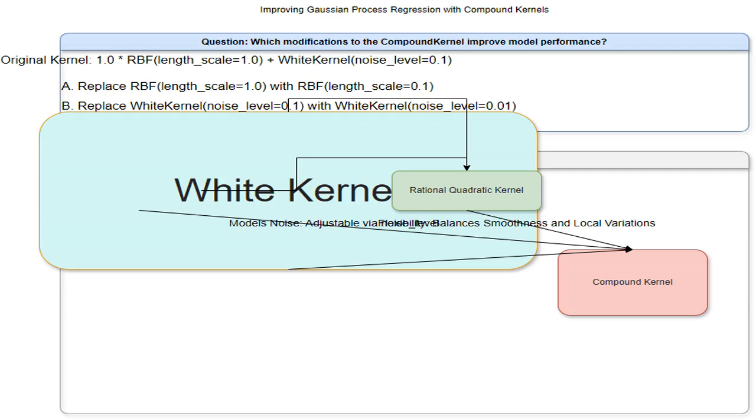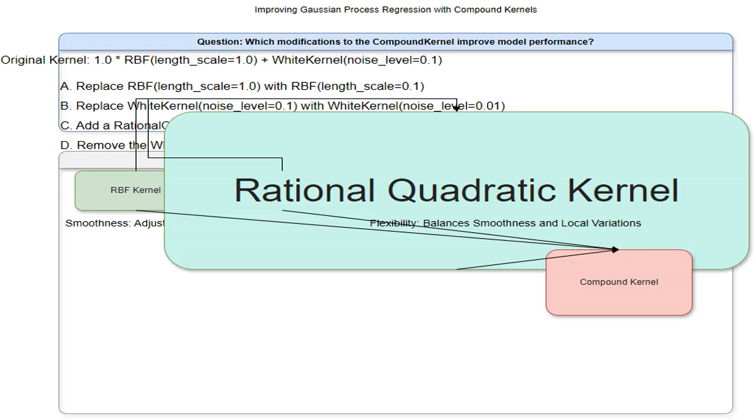The rational quadratic kernel is more flexible than RBF. It allows for varied smoothness, seamlessly blending local and global effects. It's like a supercharged RBF, giving you more control over the shape of the trend. This is where the magic happens. A compound kernel lets you combine multiple kernels, like RBF and white kernel, to capture both smooth trends and noisy fluctuations in your data simultaneously. It's my way of getting the best of both worlds.